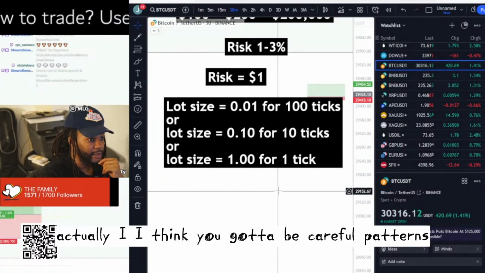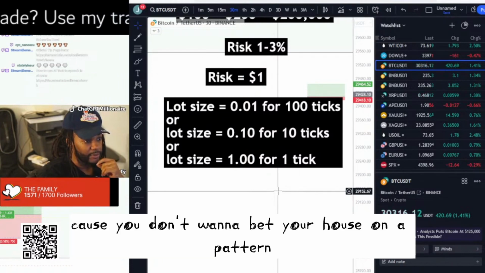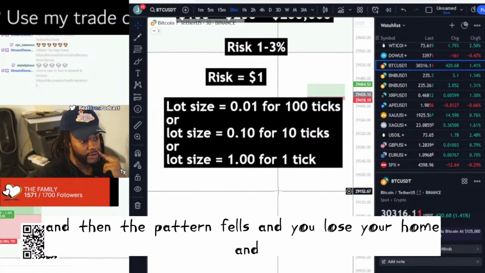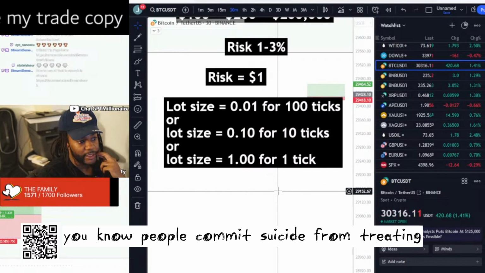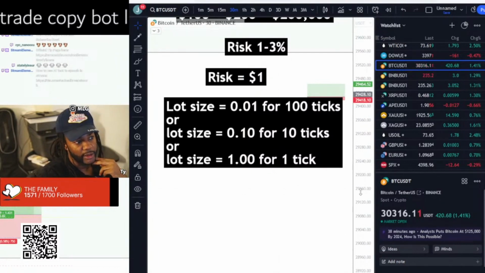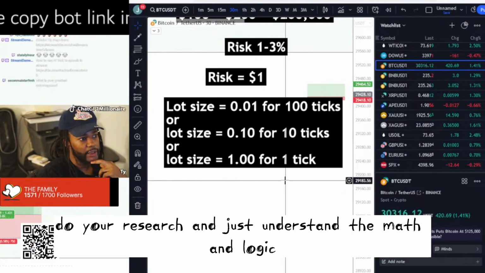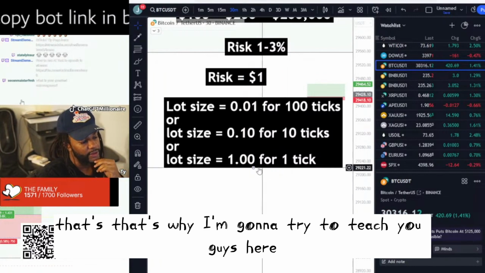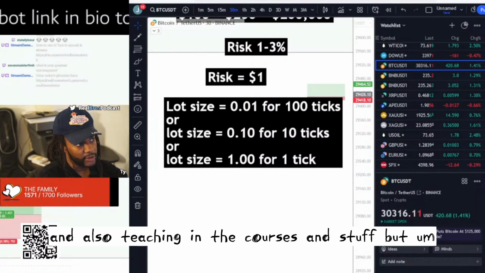Actually, I think you gotta be careful with patterns. You don't want to bet your house on a pattern and then the pattern fails and you lose your home, and, you know, people commit suicide from trading. So be very careful with your trading. Make sure you're trading logically. Do your research and just understand the math and logic. That's what I'm going to try to teach you guys here, and I also teach it in the courses.